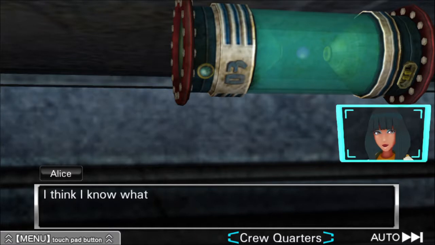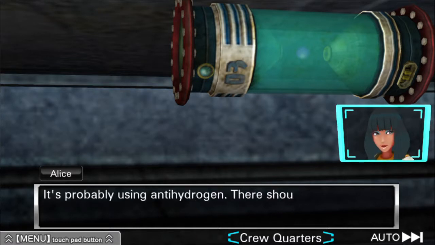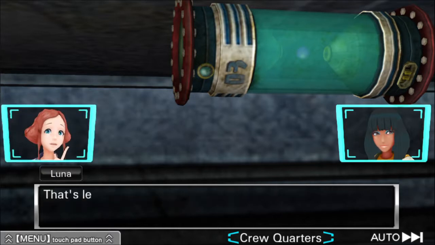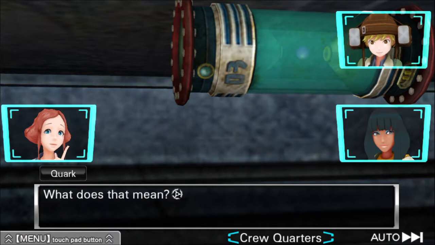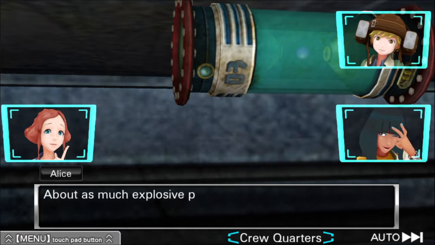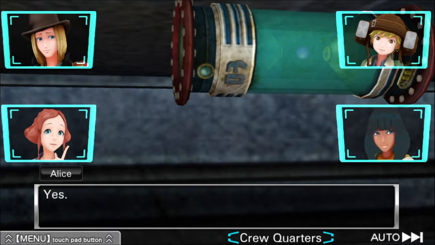I think I know what kind of bomb this is. It's probably using antihydrogen. There should only be about 25 micrograms of material in there. That's less than 1,000th of a gram. So you'd only get about 45 billion joules of energy, right? What does that mean? About as much explosive power as 1 ton of TNT. A ton? Yes. Well, approximately.